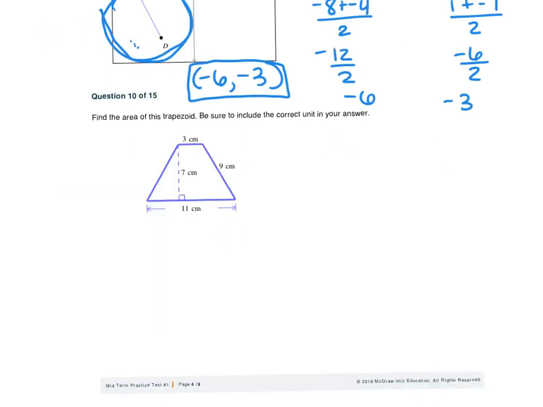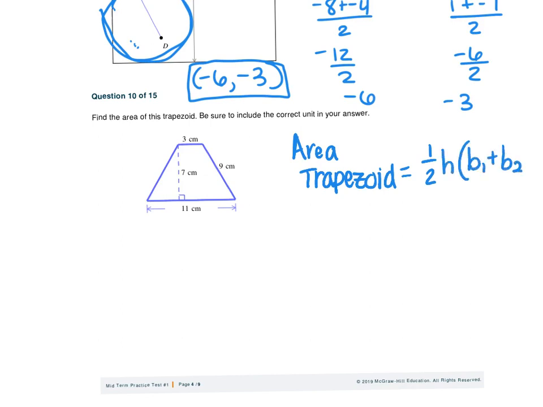So question 10 is asking to find the area of this trapezoid, and it's asking to include the correct unit in your answer. So again, your trapezoid area formula: the area of a trapezoid is going to be 1/2 times your height times the sum of your bases. And remember, your bases are the sides that are parallel to each other.